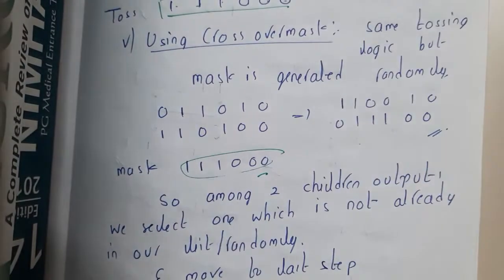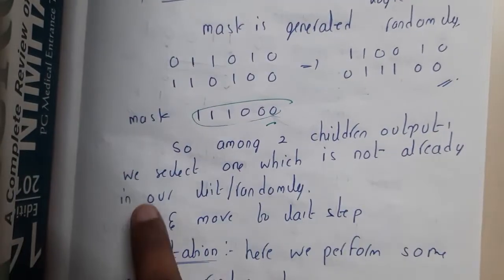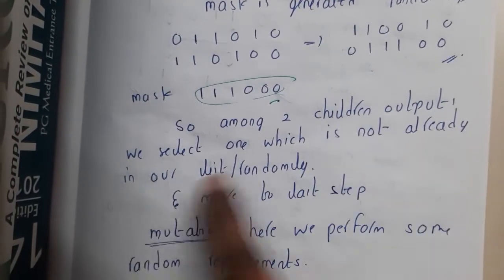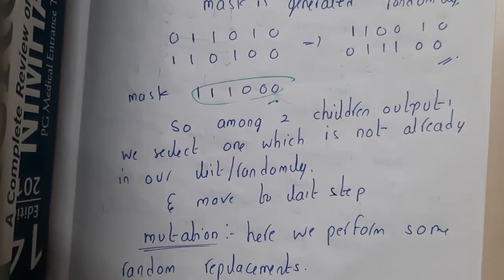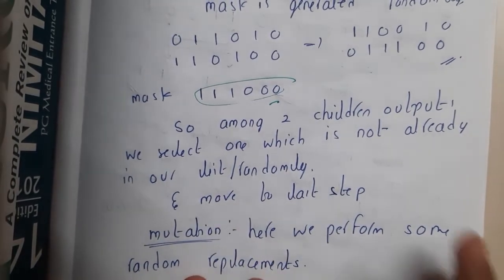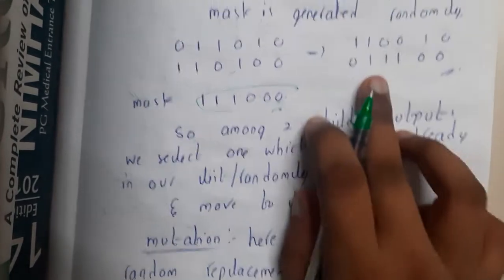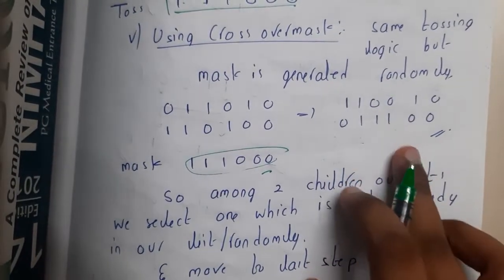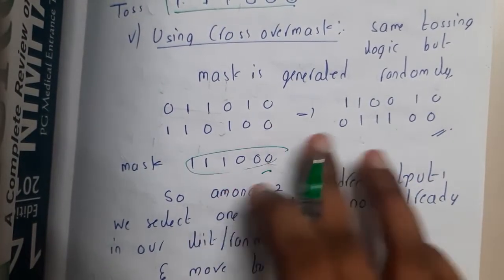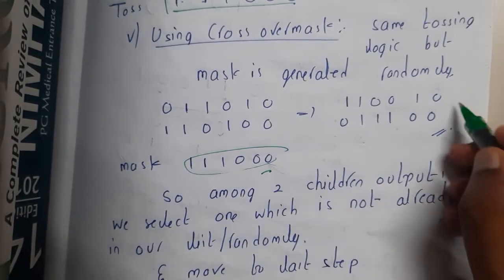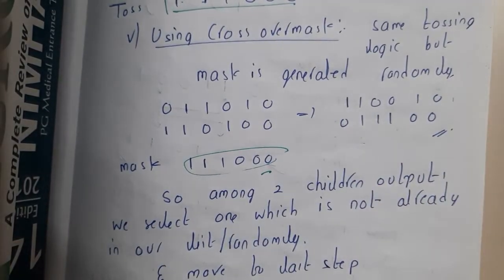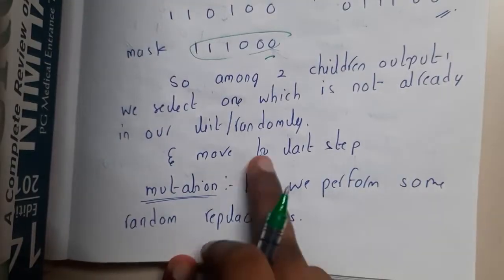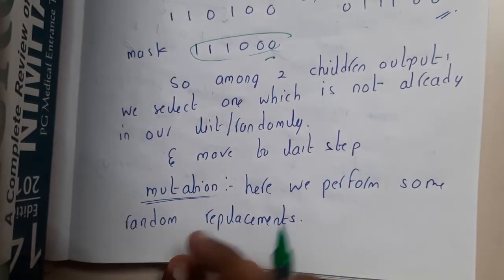Same concept. Among the two children output, we select one which is not already in our list, or randomly, and move to the last step. From these two we got two results, so there is a high chance that one of them might already be in our population. So why take the same one again? We will select the other one which is not there. Got it? Then we will move on to mutation.